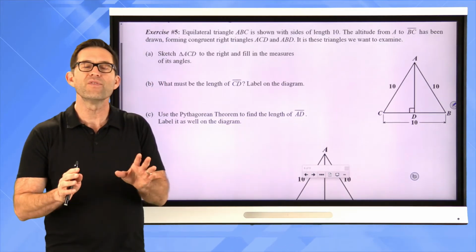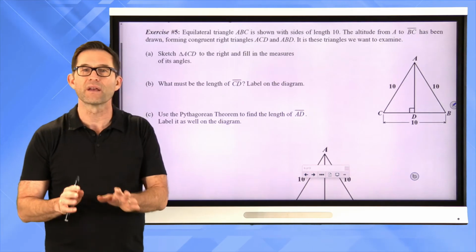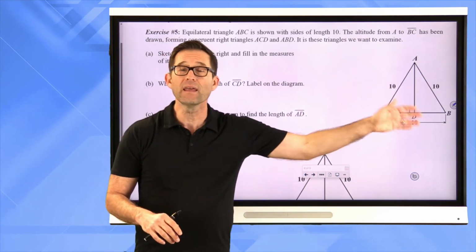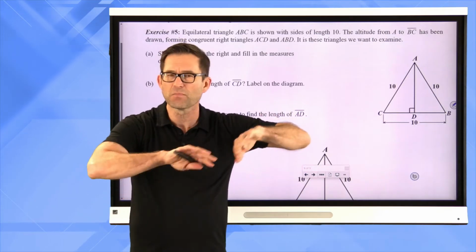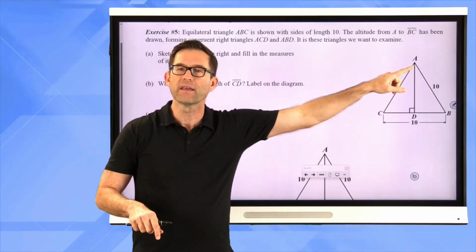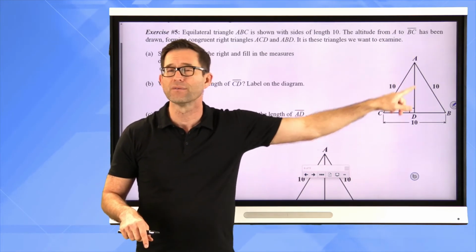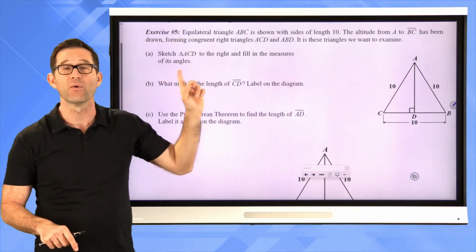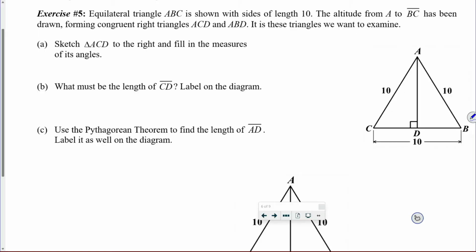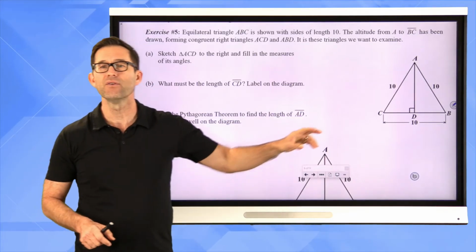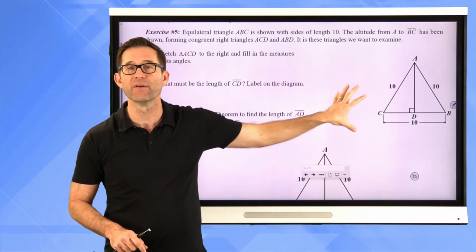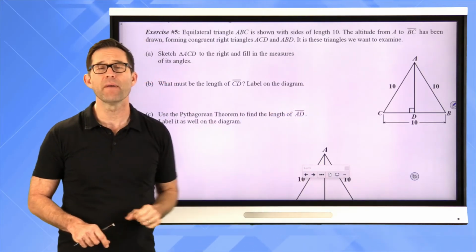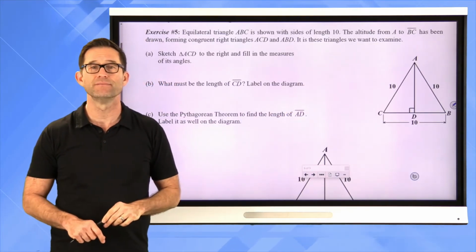The next special right triangle is going to come from basically splitting an equilateral triangle in half. What we're getting is two right triangles that are identical, so we're only going to be thinking about one of them here. But let's think about the one on the left. Letter A. Sketch triangle ACD to the right and fill in the measures of its angles. Okay, great. Why don't you go ahead and do that? Sketch triangle ACD right here, I've given you space, and fill in the measures of its angles.